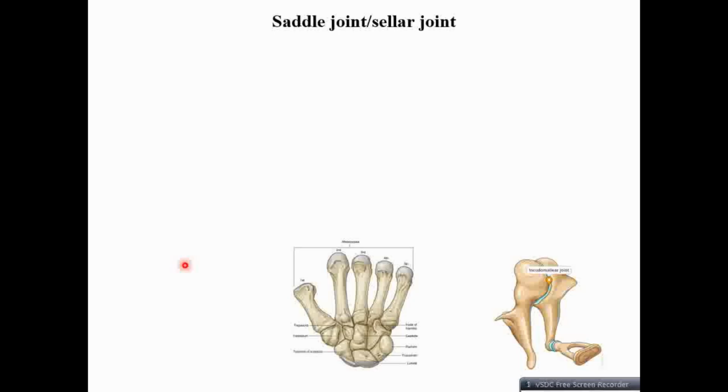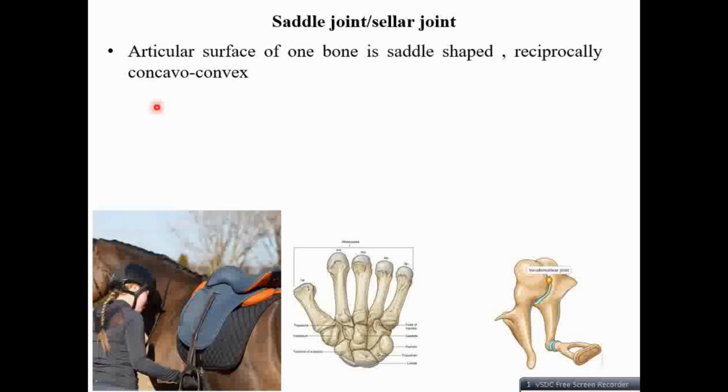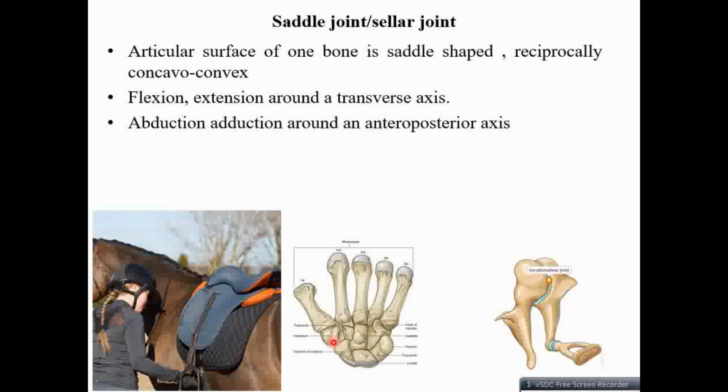Saddle joint or sellar joint. As the name indicates, it refers to a saddle. You might have seen the structure that is used on horses. Here you can make out that this is convex followed by concavity. So the articular surface of one bone is saddle shaped, reciprocally concave and convex, and the other bone will have the reciprocally same concave and convex structure. Here flexion and extension take place around a transverse axis, whereas adduction and abduction take place around an anteroposterior axis.